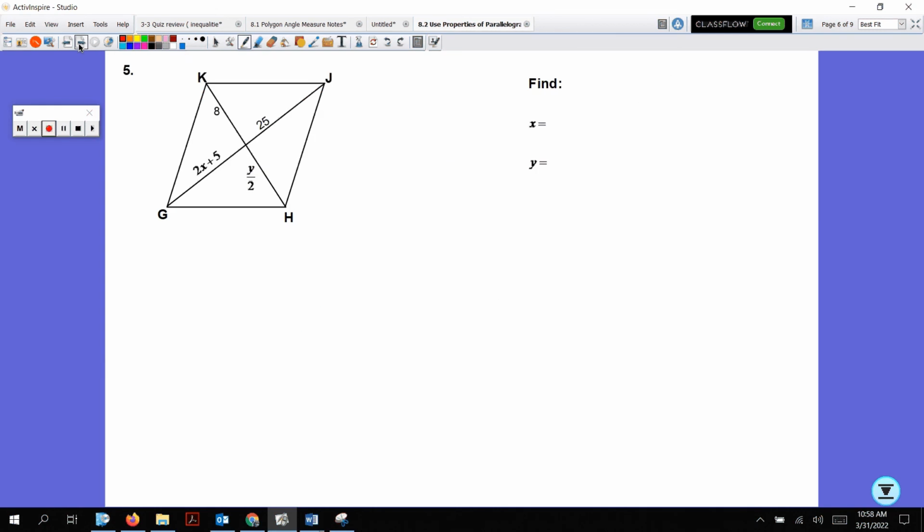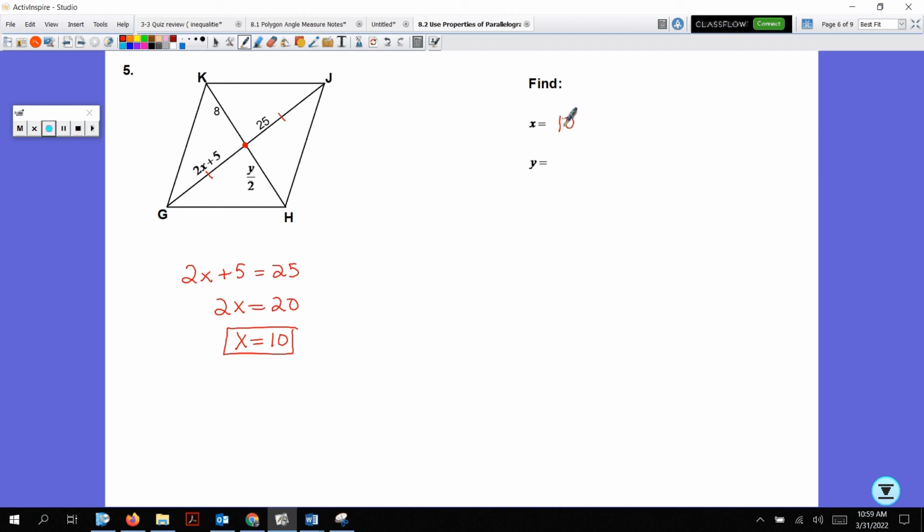Last but not least. So it wants us to find the value of x. So let's look at this diagonal here from G to J. I know that here where they meet in the middle, that makes these two little segments congruent. So 2x plus 5 is equal to 25. 2x is equal to 20, and x is equal to 10.